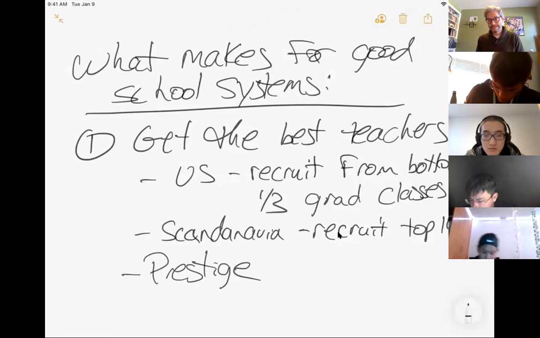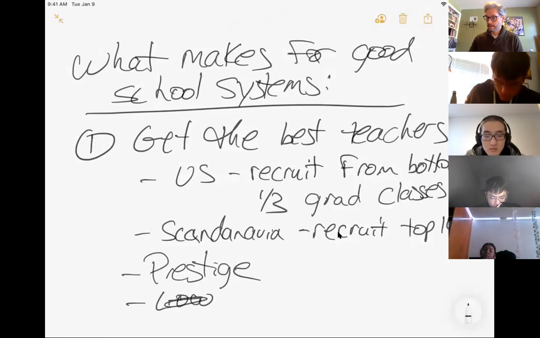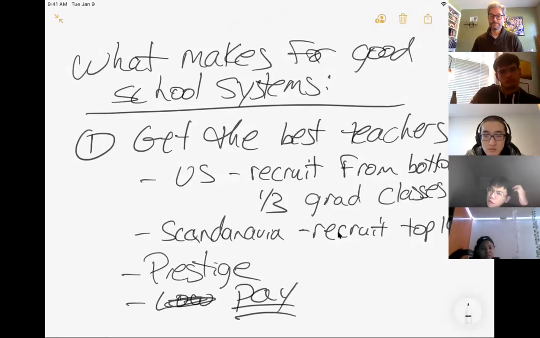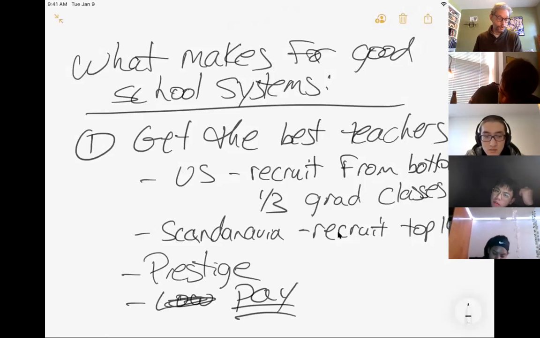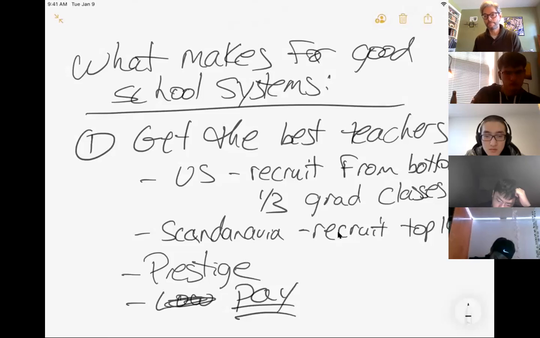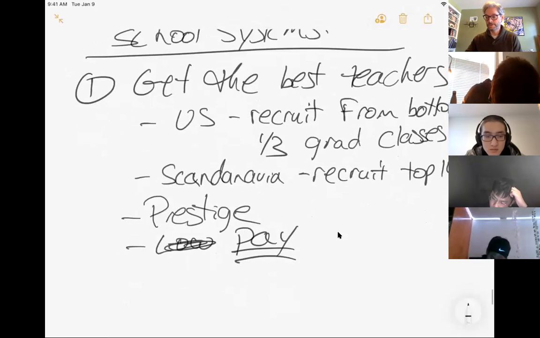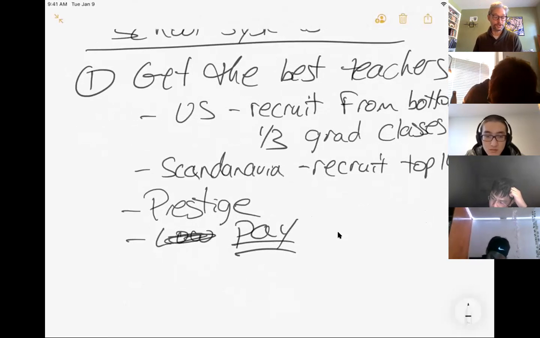That's not the case in the US, right? We tend to view our elementary and primary school teachers as not as prestigious a job. And then, of course, some of this comes down to pay. Scandinavian schools pay their teachers a lot. And I won't say a lot more, but they do pay them more. So if we wanted to have a better school system, we would get the best teachers.